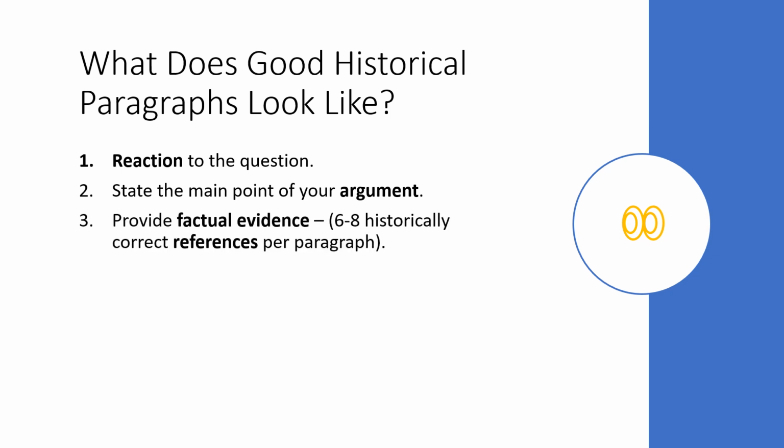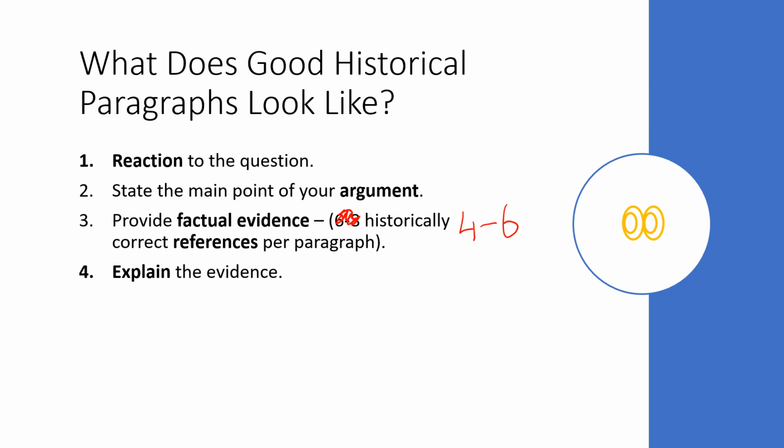I like to think about that as maybe not even 6 to 8. Maybe we could change this to 4 to 6 historically correct references per paragraph. Let's get rid of 6 to 8 there. I prefer 4 to 6. You have to explain the evidence that you provide. So I suggest to my students, pick 1 or 2 pieces of factual evidence and explain that evidence in the context of the question and the event that you're discussing.